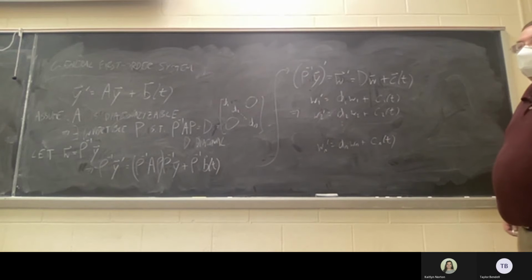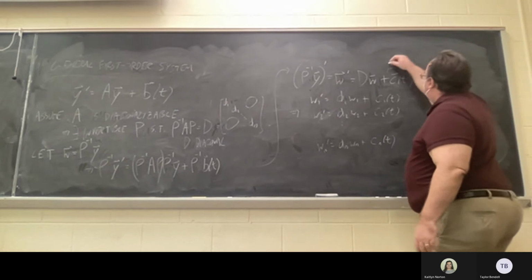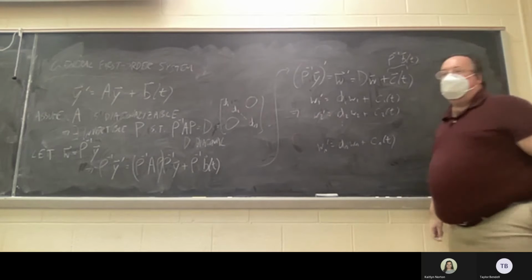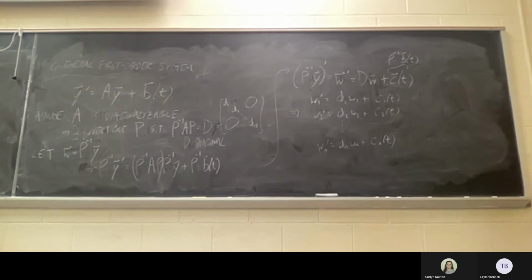Okay, where did the C come from? The C? Oh, C is equal to P inverse B. Okay, I didn't know if I assumed so. We didn't say, you may have said it. I might have, yeah. I should have. We're just calling that the source term.